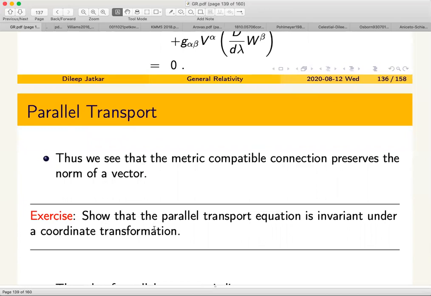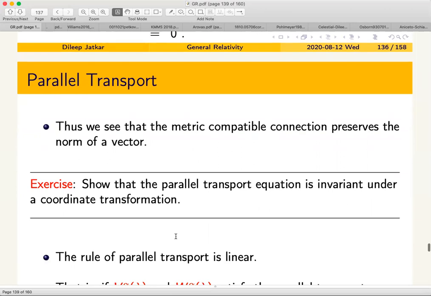So here's a small exercise. You can show that the parallel transport equation is invariant under a coordinate transformation. It's kind of trivial given the fact that we have written that equation in the tensorial form, but nevertheless it may be worth it.